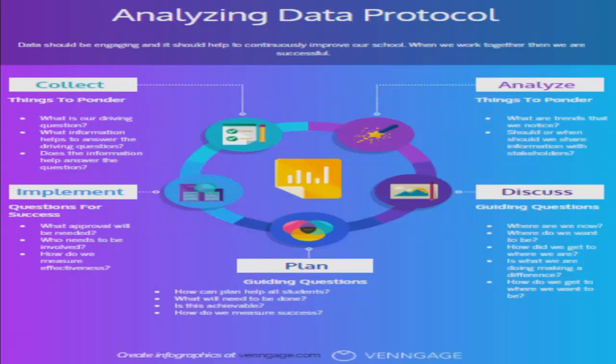Then coming together for a plan. How can a plan help all students? What will need to be done? Is this achievable? How do we measure success? And then the final stage that we have is implementation. Okay, what approval will be needed? Who needs to be involved? And yet again, how do we measure effectiveness?